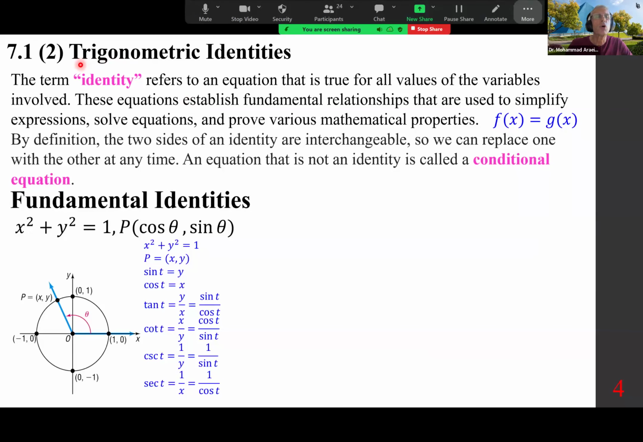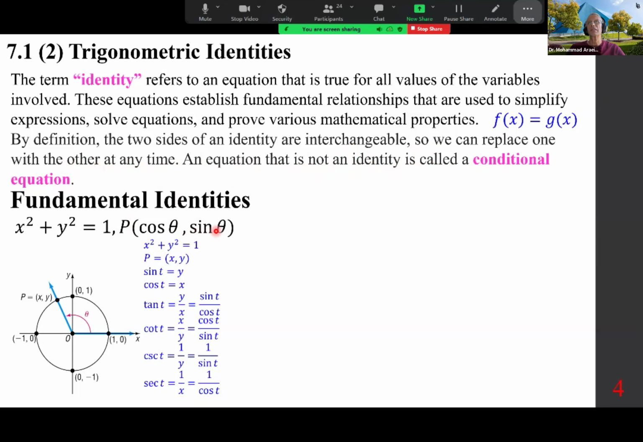Now, 7.1 part 2, trigonometric identities. The term identity refers to an equation that is true for all values of the variables involved. These equations establish fundamental relationships that are used to simplify expressions, solve equations, and prove various mathematical properties. f of x equals g of x. By definition, the two sides of an identity are interchangeable, so we can replace one with the other at any time. An equation that is not an identity is called a conditional equation. That means it works at specific values.